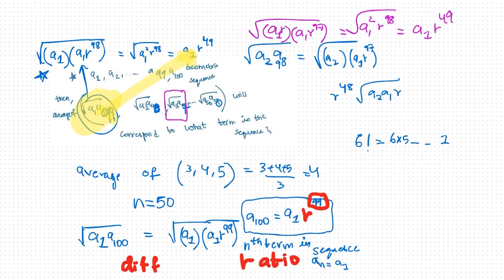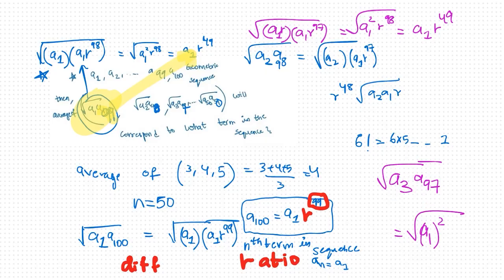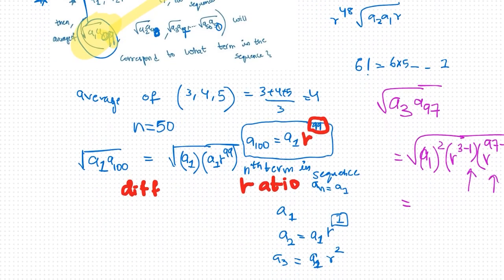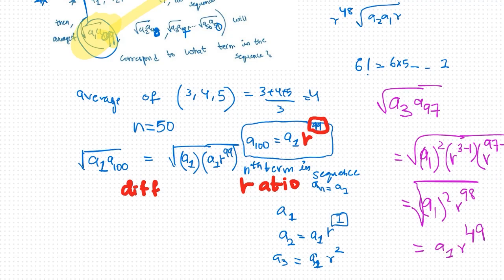Can you guess what the answer for the third one will be? The same thing. So A3 into A97: you'll get A1 in both, from here and here. It's just R to the power 3 minus 1, which is 2, and R to the power 97 minus 1, which is 96. So overall it is R to the power 98. So A1 squared R to the 98, root means A1 R to the power 49. So all these 50 terms, each value is A1 times R to the 49.